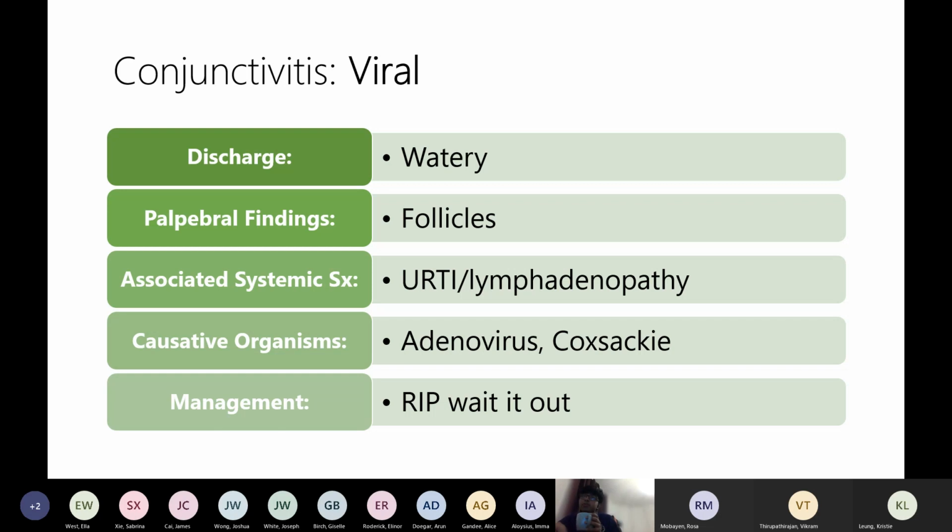Adenovirus is the commonest cause of viral conjunctivitis and is the commonest cause of conjunctivitis overall. Definitely by far. Discharge type: watery discharge, viral infection causes pus. Palpebral findings, follicle. So everything that isn't bacteria is follicles, is the way I remember it. This time they're going to have eye symptoms and they might have lymphadenopathy.